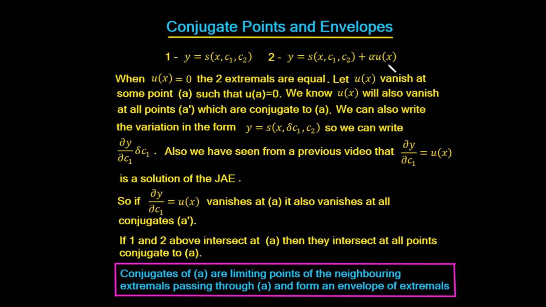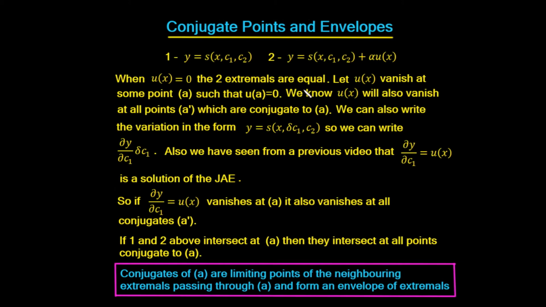You've seen this whenever we derived the second variation, and we had one variation and we added on a second variation given by our alpha u of x. But we know that looking at this here, whenever this function u of x is equal to 0, we're just back to our original extremum.